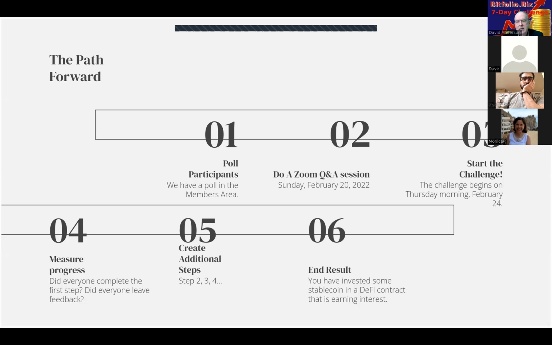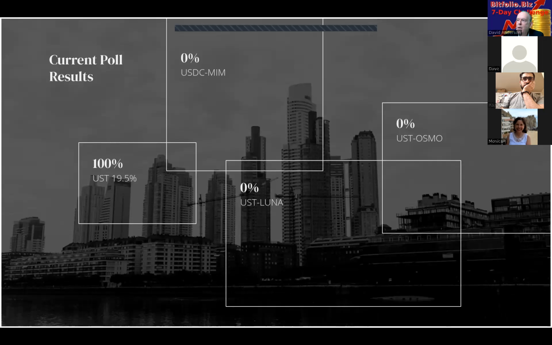I don't know if it's going to take 7 days. It may only take 3 days. It may take 4. It may take 5. I don't know. But I'm going to go at your pace, whatever that pace is. Now, the current results of the poll aren't so good. 100% UST at the current time, earning 19.5% interest. So that's UST, the stablecoin for the Terra Luna ecosystem.